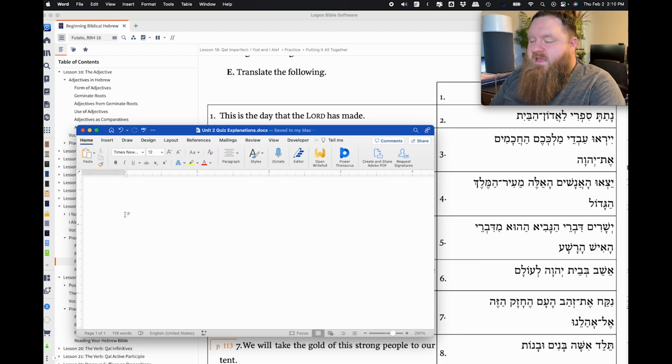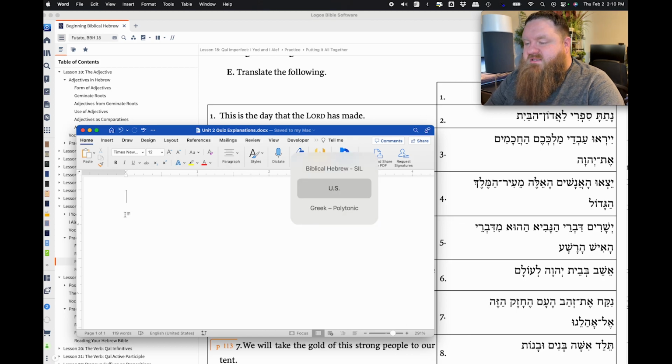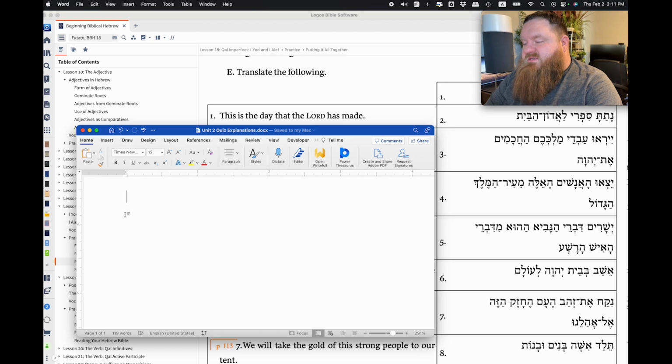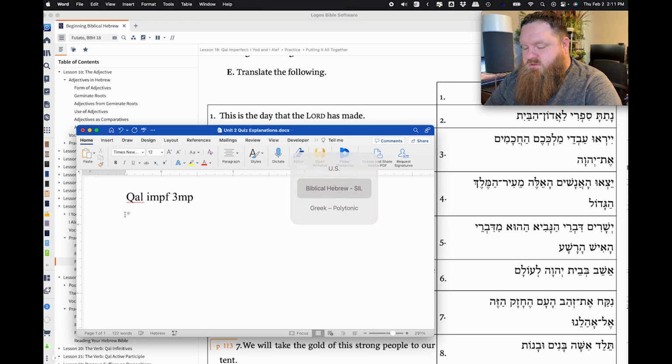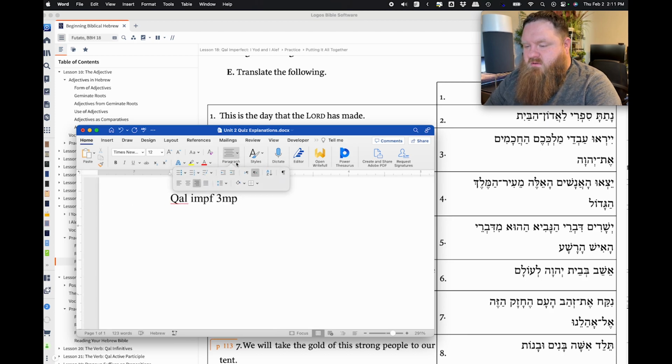So I'm just going to write that gloss. Again, this is just a gloss. I'm in stage 1 of translation, which is analyze the Hebrew words. So this first word I'm going to analyze as qal imperfect. It is 3MP. It is from yatsa.